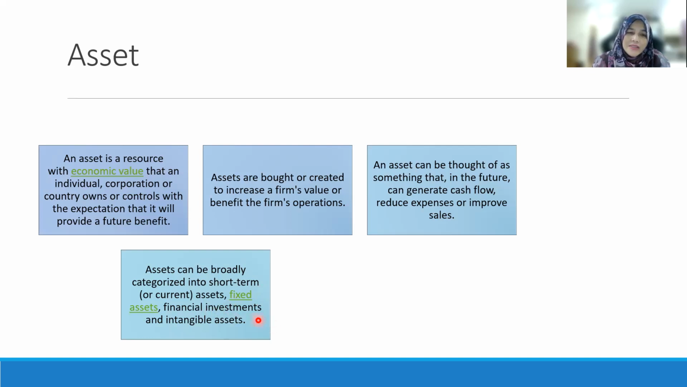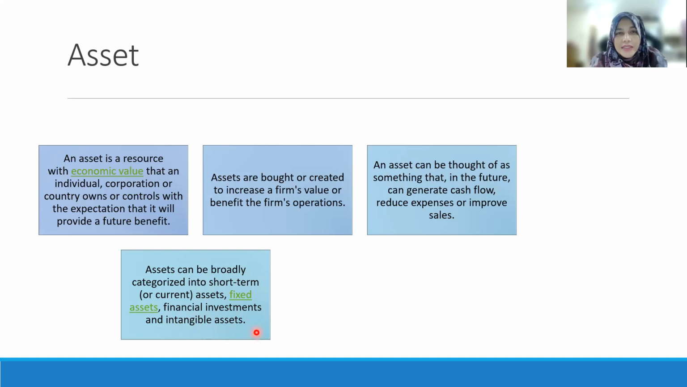Another type of asset is known as financial investment. Usually when a company has a lot of money, they will put the money in investment. This investment would usually be long term, which is why it is not categorized as short-term asset. It is known as financial investment, which is for 1 year and above.